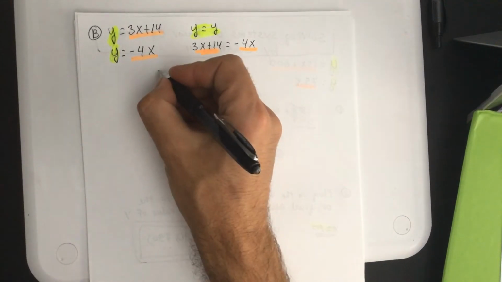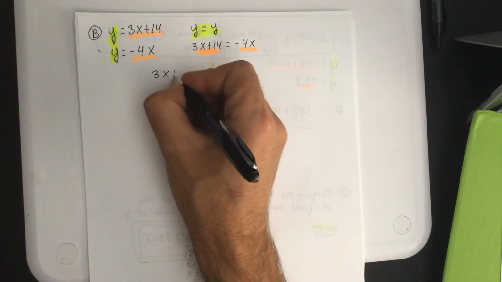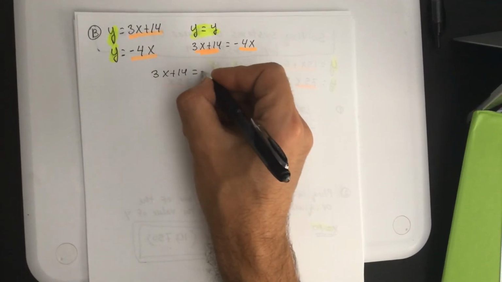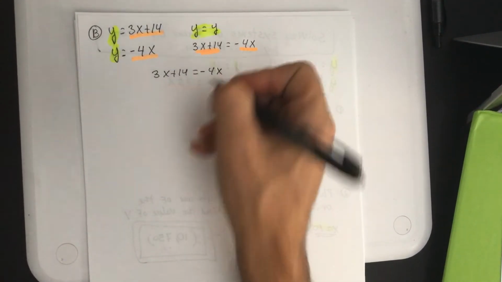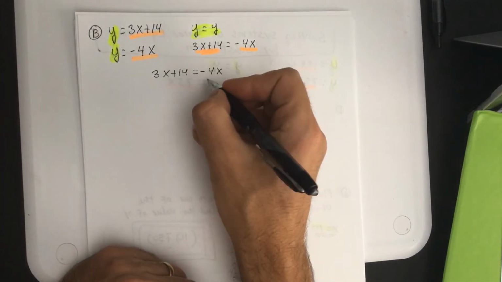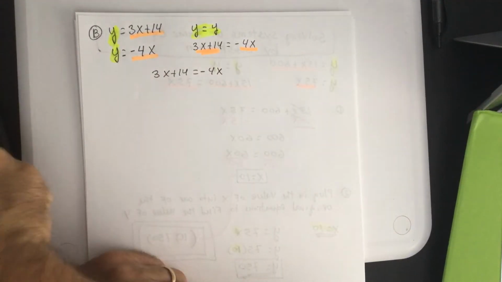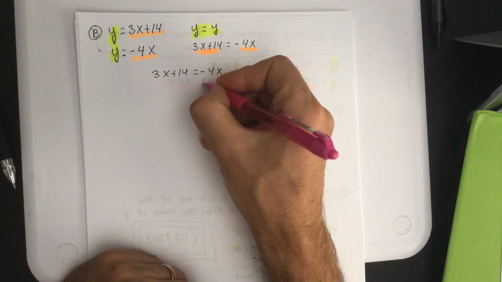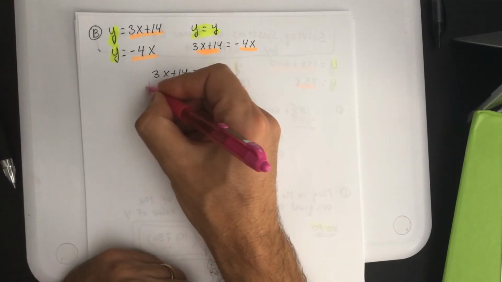So again, we solve the equation 3x plus 14 equals negative 4x, right? And we do that by adding 4x to both sides of the equation.